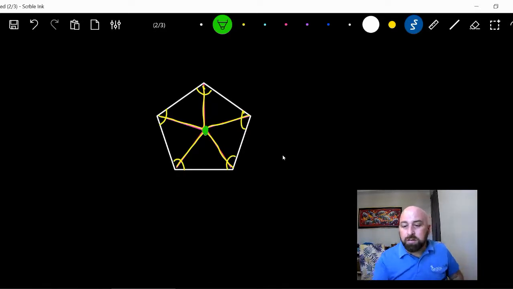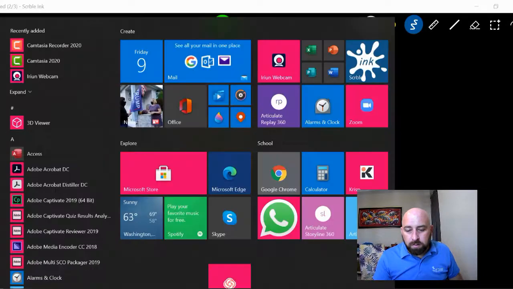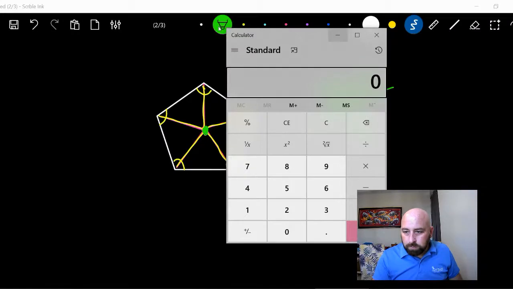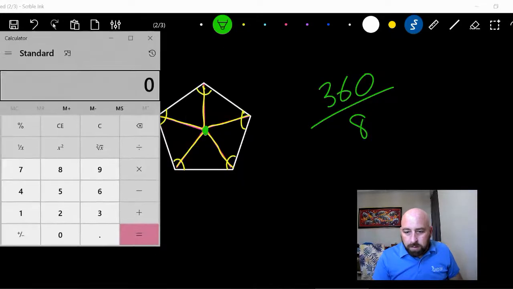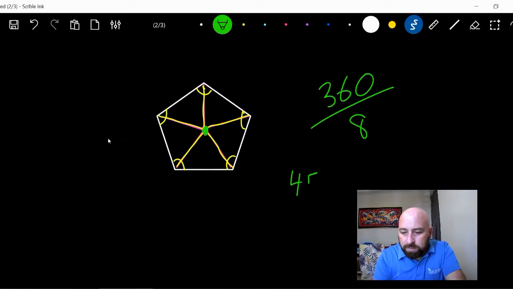I showed you how to do that with 5 sides, but I want to show you how to do it on something that has maybe 8 sides. So what we would do is we would take 360 degrees and we'd divide it by 8. And so, you know, you can come over here and we'll grab our calculator real quick. We can do 360 divided by 8 equals. So these are all going to be 45-degree angles if we're doing an 8-sided figure.